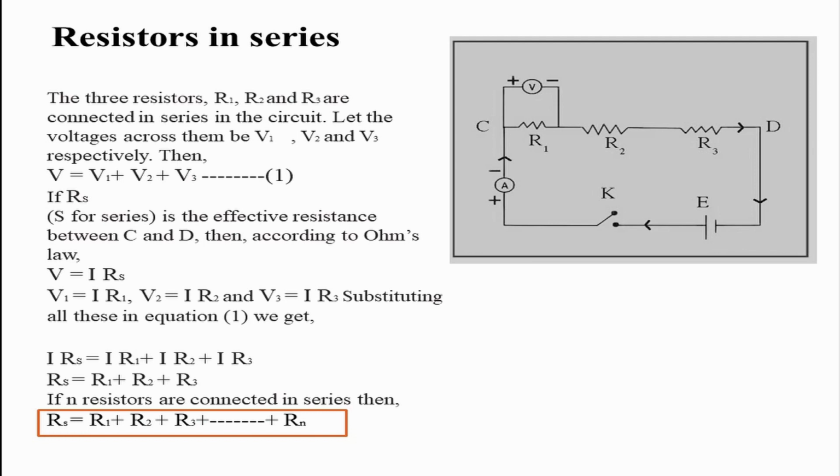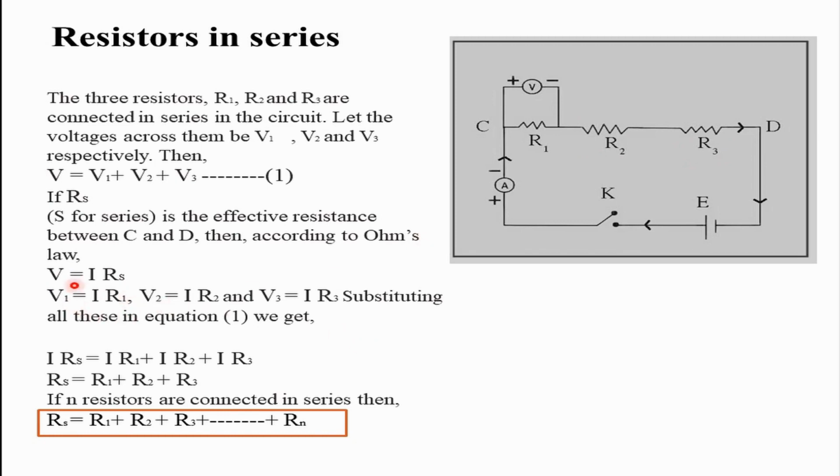The total potential difference will be V. Then the entire thing will be V1 plus V2 plus V3. If R is the effective resistance, then we have to find out the total resistance. The potential difference can be considered with this formula, which is Ohm's law, V equal to IR. Here RS represents resistance in series.